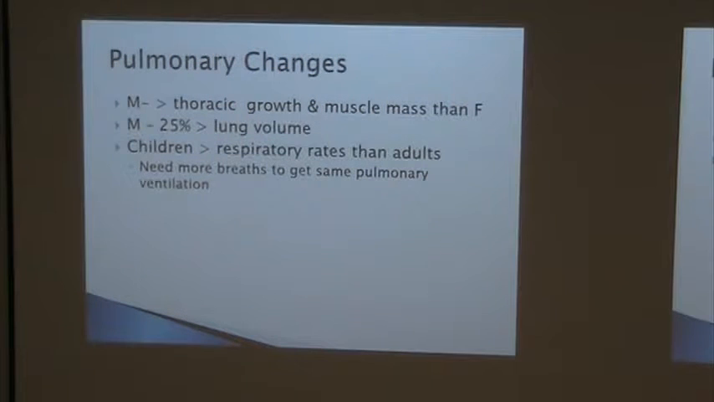Children in general tend to have greater respiratory rates than adults. In other words, they breathe more times per minute than adults, even at rest. Okay, that's what respiratory rate is. How many times do they breathe during a minute? So they're going to need, in exercise, to take more breaths per minute, or even at rest, than adults. Okay, that tends to be a reason why they don't perform as well as adults.